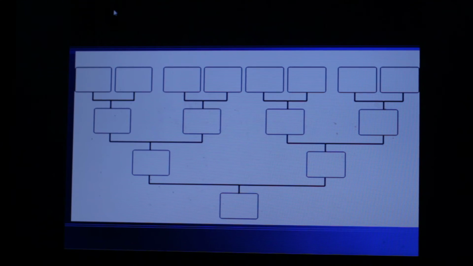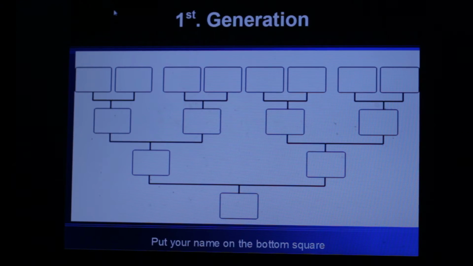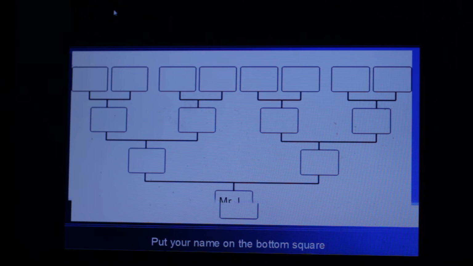Now with this diagram, the first thing you're going to do is put first generation. Put your name on the bottom of the square. That's where I put Mr. Luxatish. Now you put your name there. Okay, if you've got brothers and sisters, you can put it on the side. We'll talk about that later. But for now, put your name, your first generation.